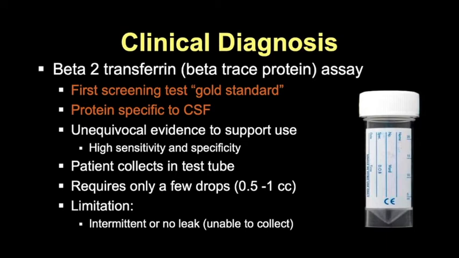They can keep the test tube handy with them and pull it out whenever they feel the rhinorrhea coming on. The limitations, of course, are in those patients with intermittent or no leak who are unable to obtain fluid, and very rarely you can see false positives in the setting of liver failure.